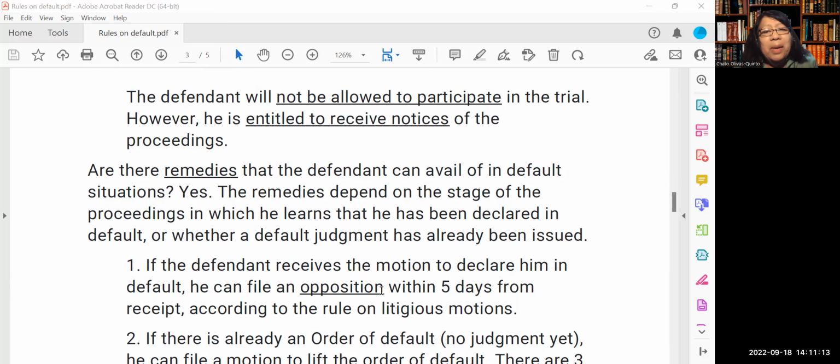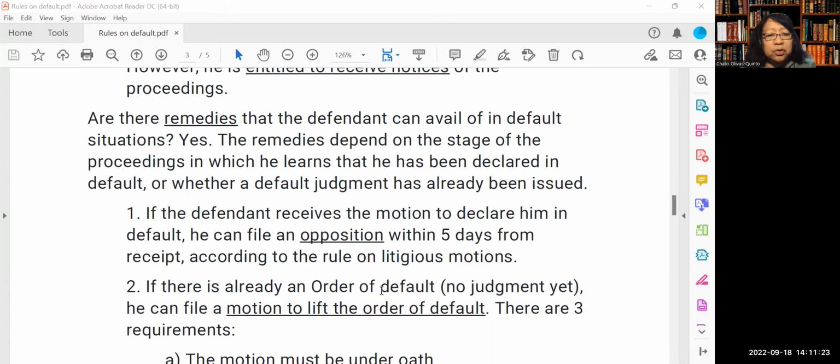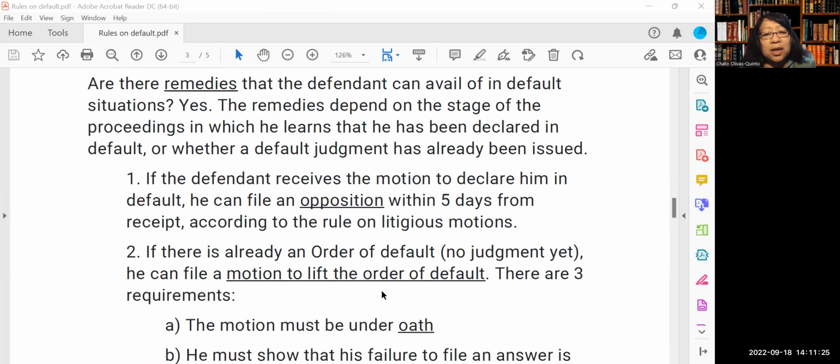Now, the remedies depend on the stage of the proceedings in which the defendant learns that he has been declared in default or whether a default judgment has already been issued. So, ito, in-enumerate ko yung mga remedies. Number 1, if the defendant receives the motion to declare him in default, so motion pa lang, he can, of course, file an opposition within 5 days from receipt according to the rule on litigious motions.